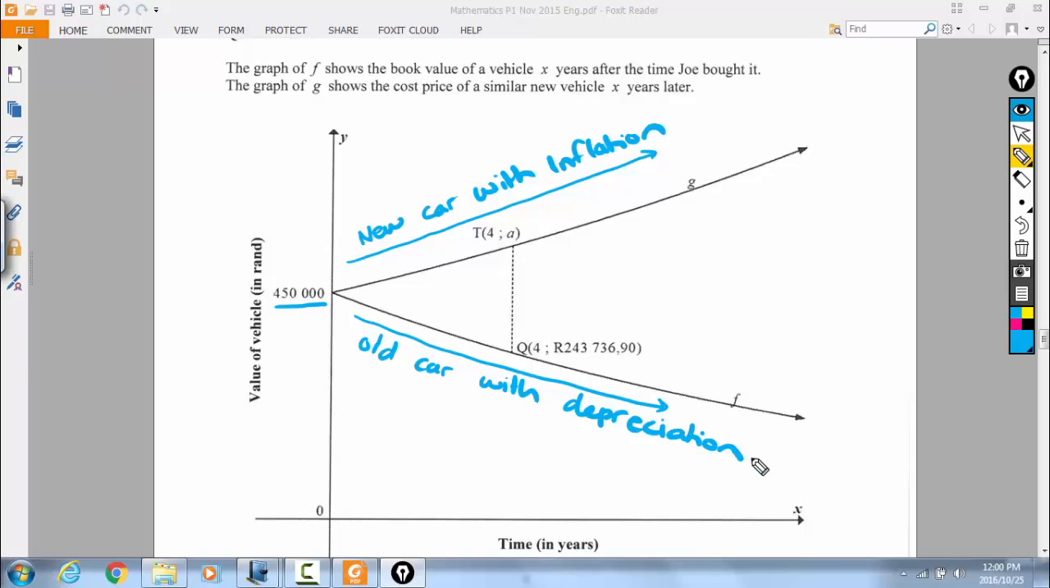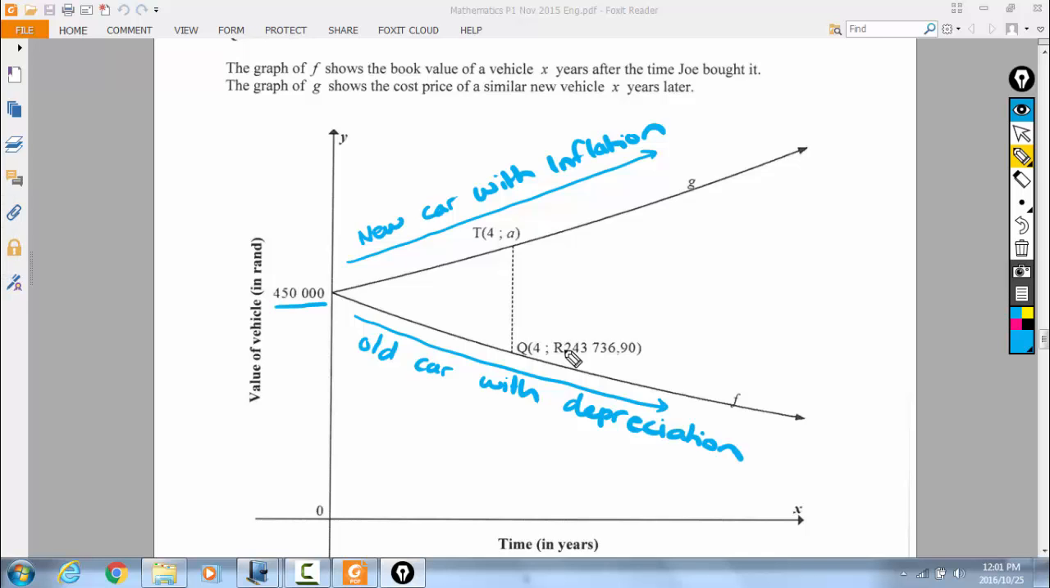So the one is a new car with inflation, the other one is an old car, the one that he bought, with depreciation. And at some point they've got a thing where they say, well, at some point this car is worth X amount, and they're probably going to ask you a question of, well, how much is the other car worth?